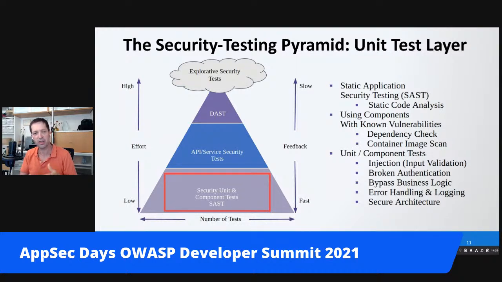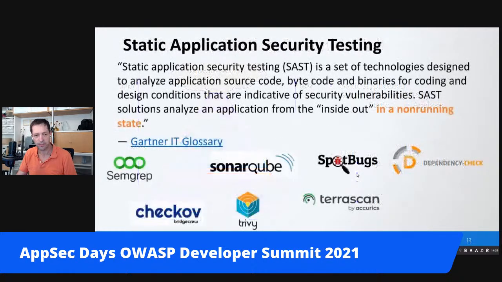So lots of things you can already check on that basic level. So I mentioned static application security testing. Here you find the typical tools like SonarQube, SpotBugs, Semgrep, OWASP Dependency-Check. For infrastructure code, you find tools like Checkov or Terrascan. All these tools are free to use. Also, Trivy is free to use for container image scanning.